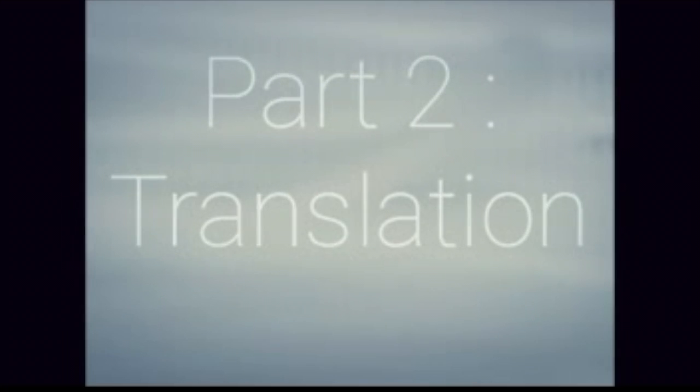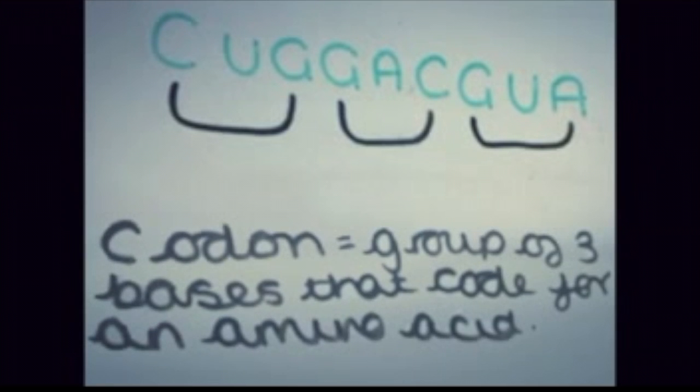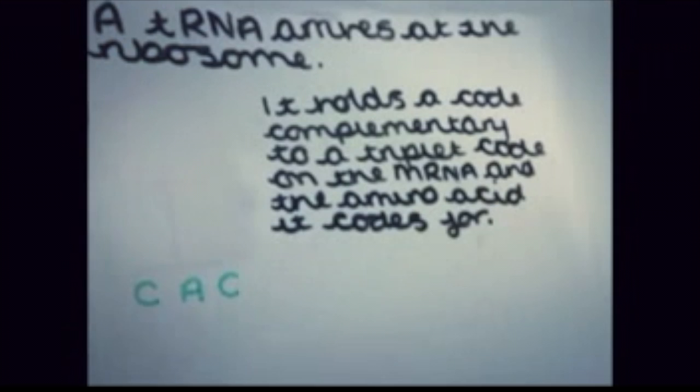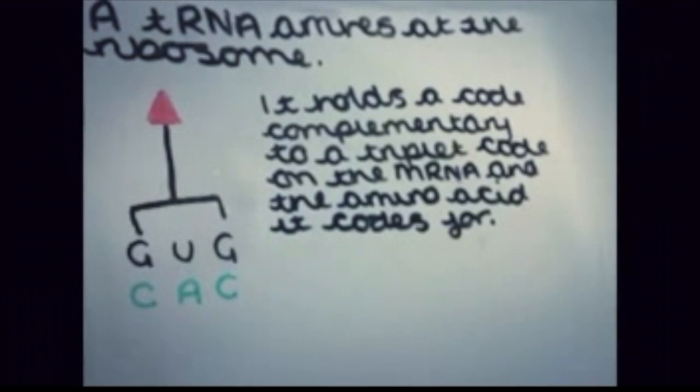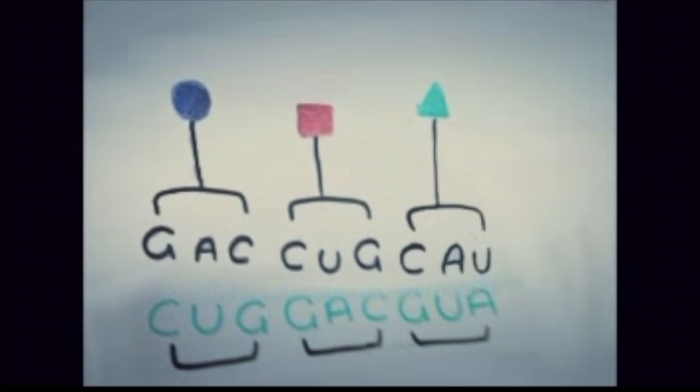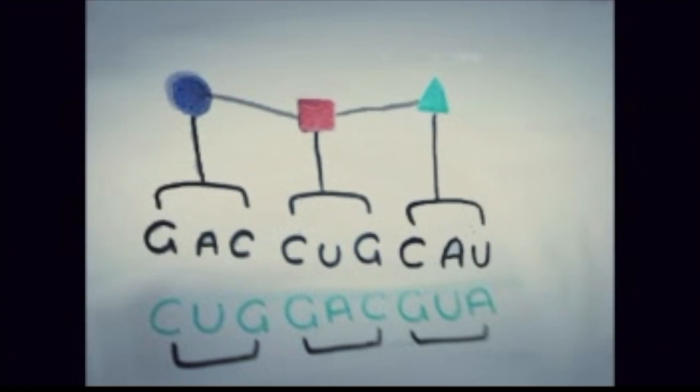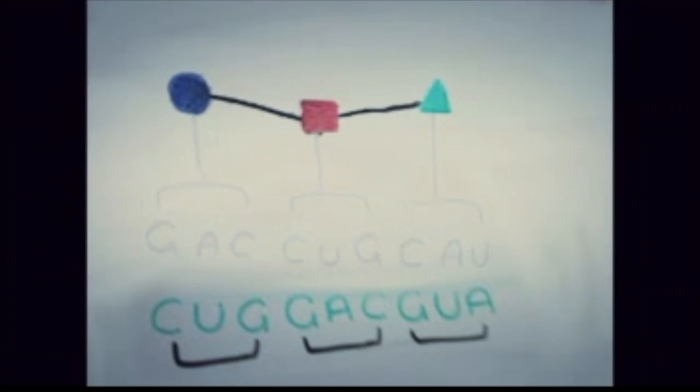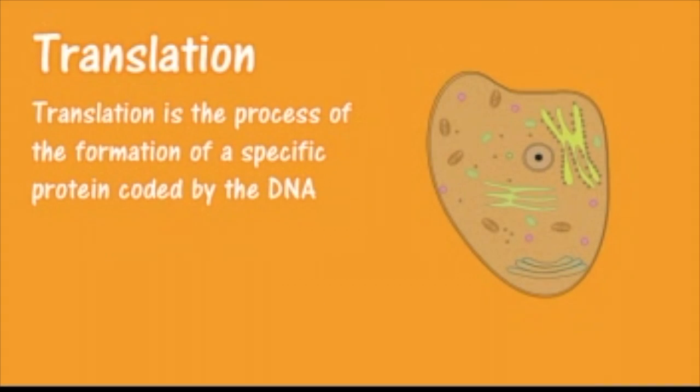Part 2. Translation. A codon is a group of 3 bases that code for a specific amino acid. A tRNA arrives at the ribosome. It holds a code complementary to a triplet code of the mRNA and the amino acid it codes for. The tRNA breaks away and leaves the amino acids joined together. Translation is the process of the formation of a specific protein coded by the DNA.